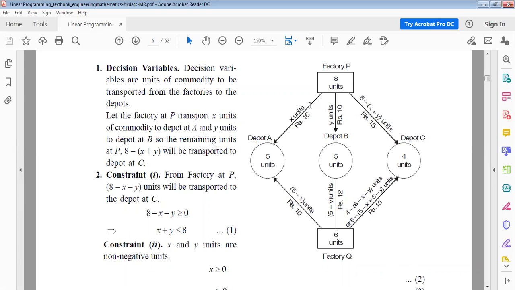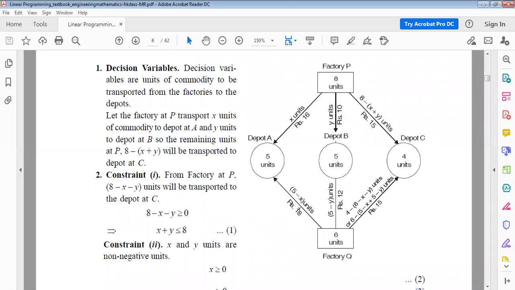here. So X units have gone to depot A, and Y units have gone to depot B. So how many will be the rest? 8 minus X minus Y will come to depot C. So there are 5 units available. 5 minus X units will come from Q to the depot, and 5 minus Y comes from factory Q. So how many for the rest? There are 4 available, so 4 minus this will come from factory Q. This carries how much cost? 15 taka, and this carries a cost of 12 taka, and this carries how many taka?